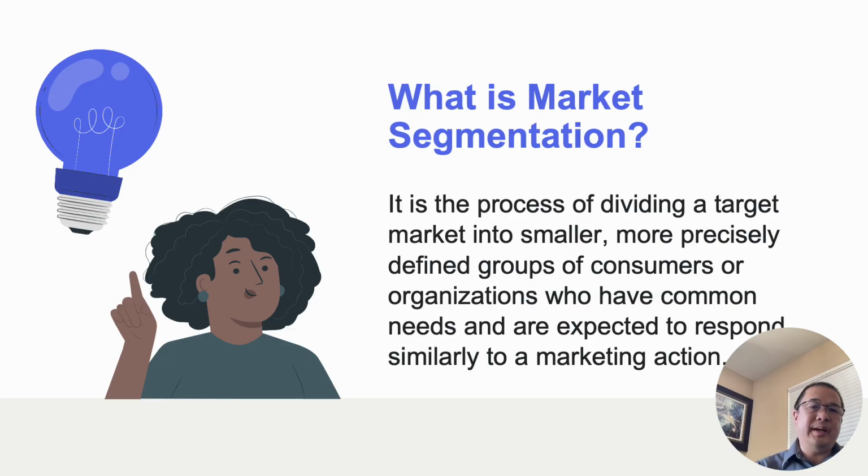So here's an easy example. Imagine a pizza restaurant. Instead of offering only one pizza to everyone, it creates different options. For the kids, there's cheese pizza. For the vegetarians, the veggie pizza. Meat lovers, the meat fest. Health conscious customers, thin crust. And so by doing this, the restaurant satisfies more customers and sells more pizzas.